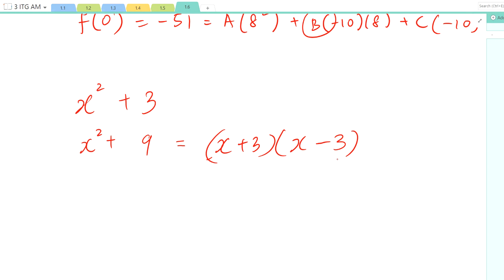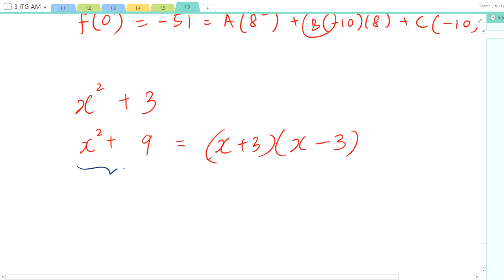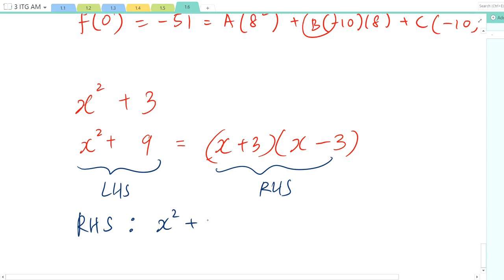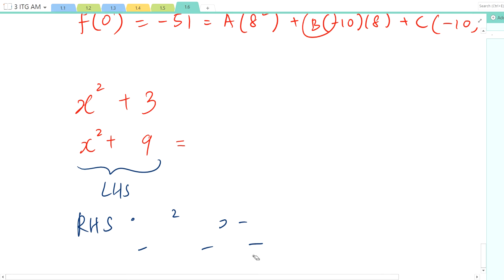So can this be factorized? Okay, let's just do a test. Okay, some of you seem to be unsure. So I've got a left hand side and a right hand side. Let's look at the right hand side. I can expand it: x squared plus 3x minus 3x minus 9 equals x squared minus 9. Is it equal to the left hand side? It's not equal to the left hand side, so this is wrong. Okay? So back to the question, can this be factorized? Cannot be factorized.